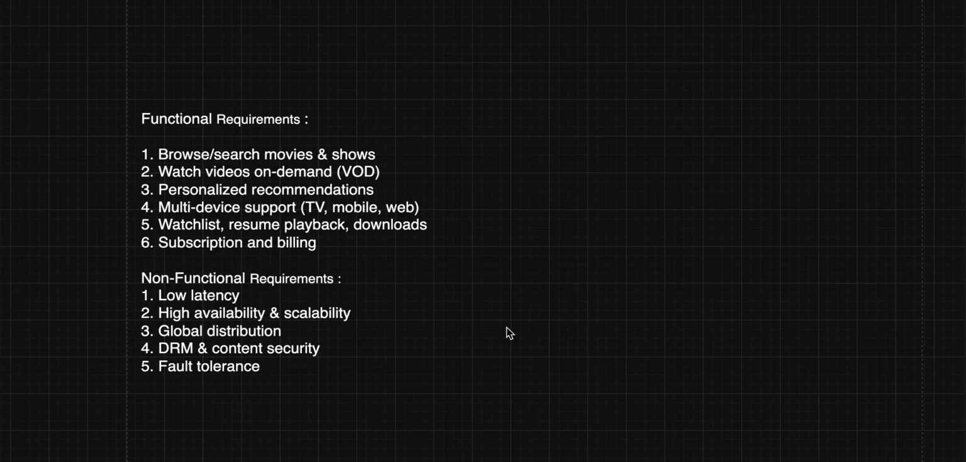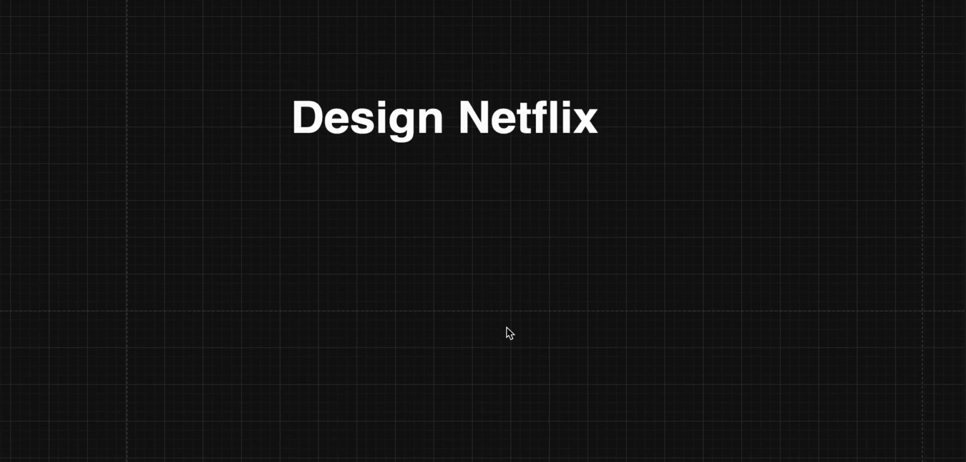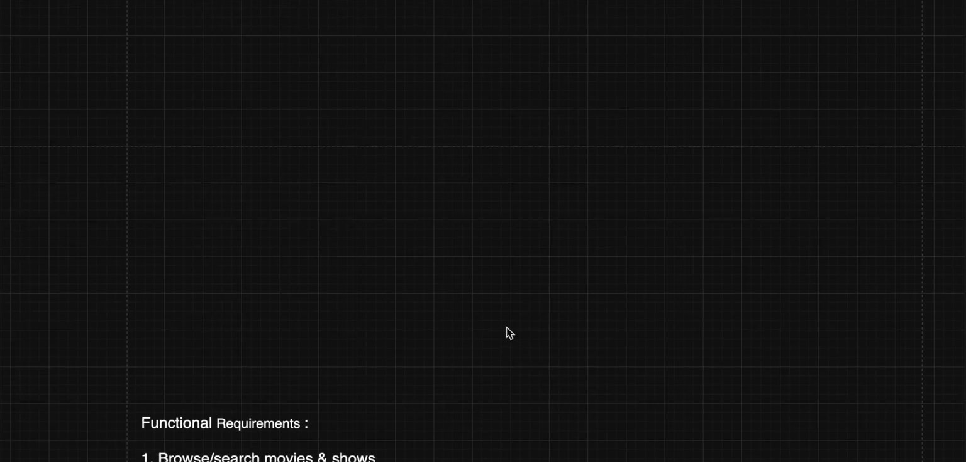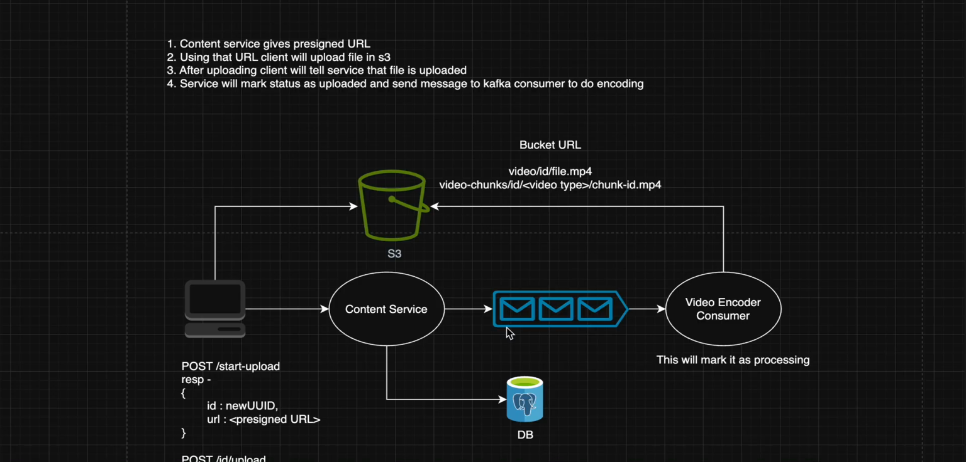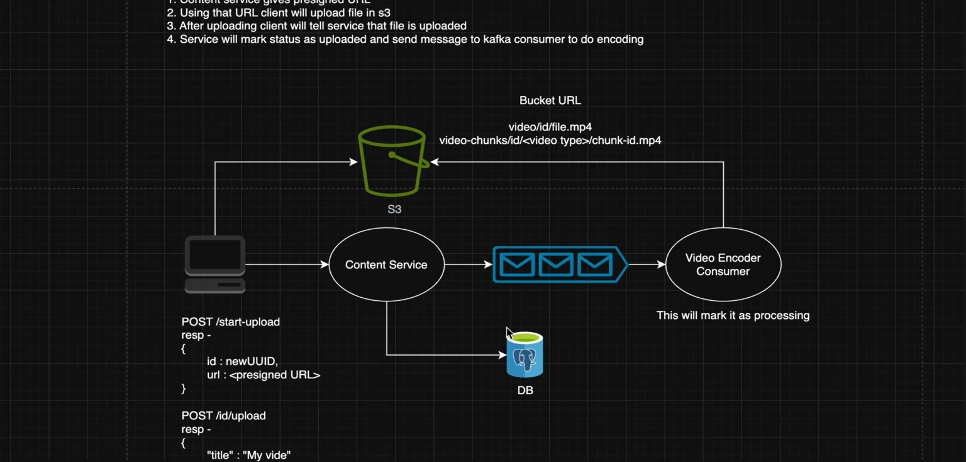Let's get started. When we are talking about a video streaming platform, two main basic things are here. First is how we are saving that video, and second is how we are playing that video. Let's start with our content service, which will be responsible for saving that video. So we have a client here, and the client is an admin. Whenever an admin wants to upload any new video or any new movie, it will say to content service, hey, I want to start an upload.